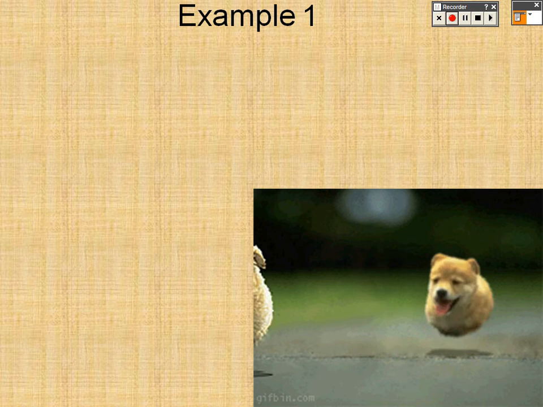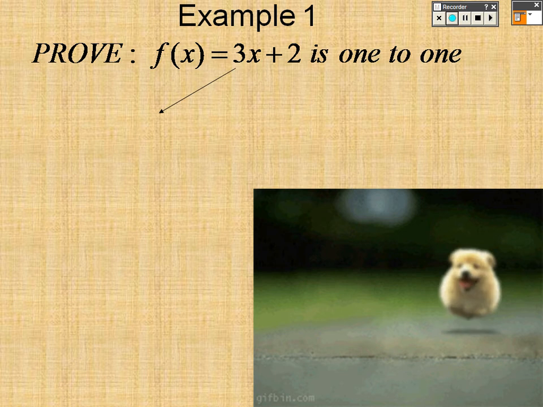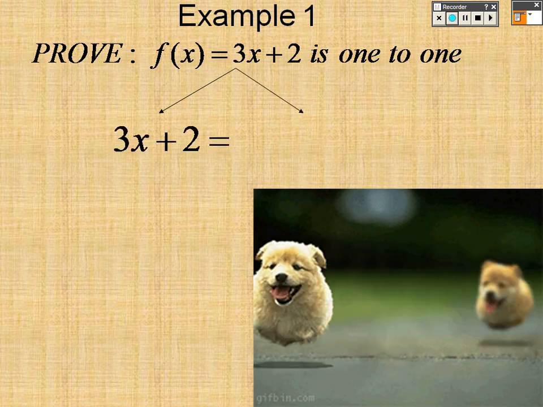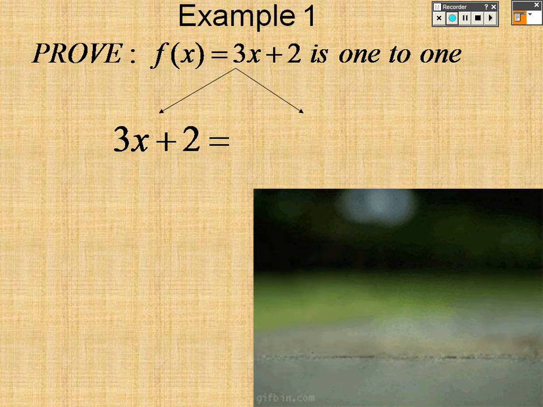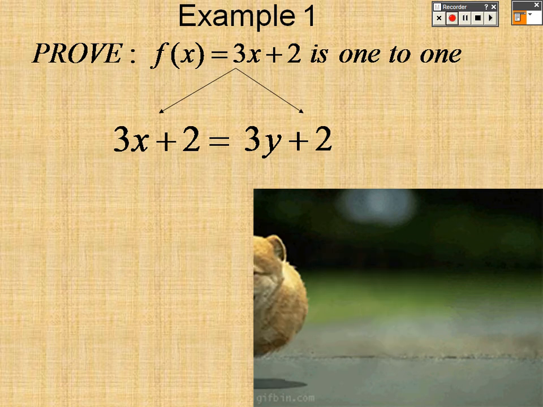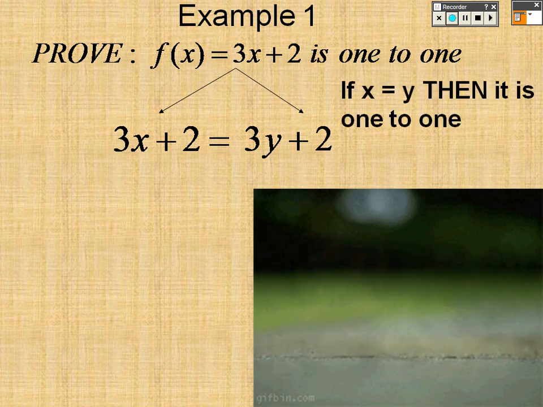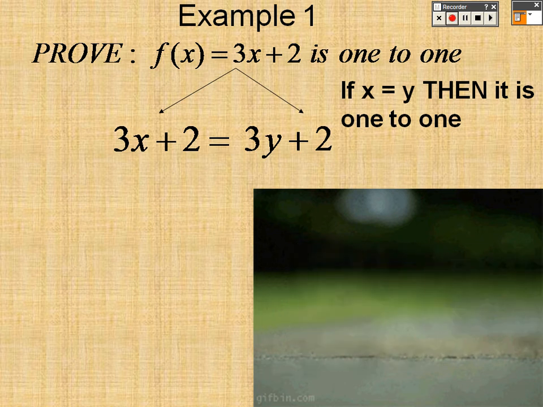So, example 1. Prove that f of x equals 3x plus 2 is one-to-one. Here's how you prove something is one-to-one. You take what you have, 3x plus 2, and set it equal to itself, but instead of an x, you put a y. So it's 3x plus 2 equals 3y plus 2. You solve it. If you get x equals y as your final answer, then it is a one-to-one function. If you don't get x equals y, then it's not one-to-one.